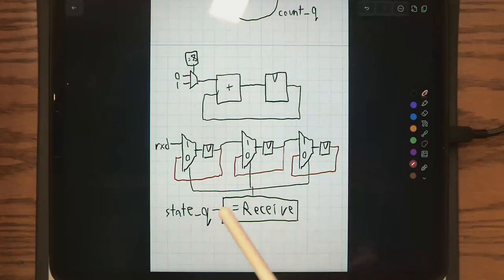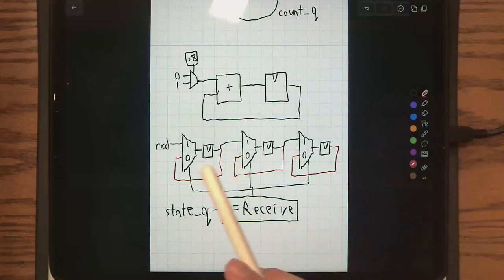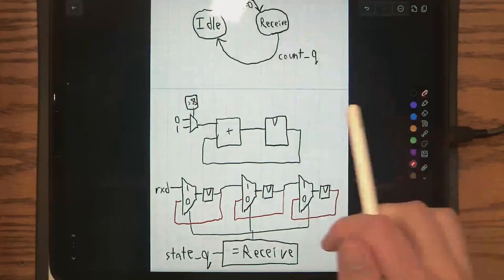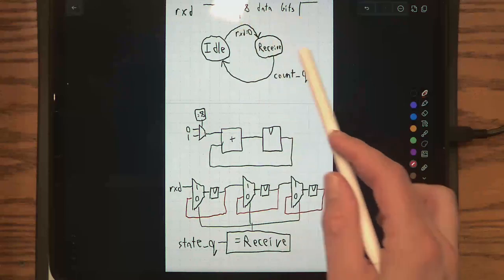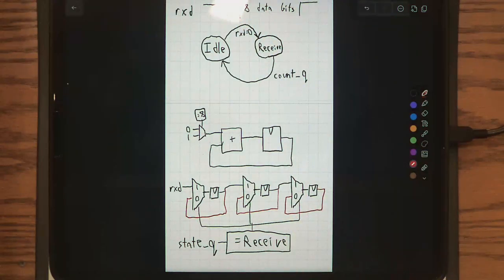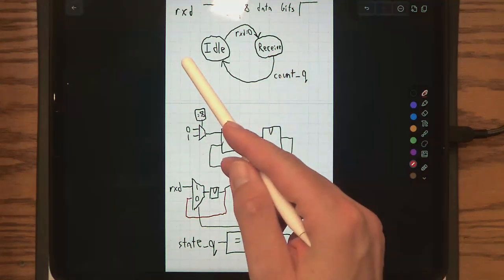So whenever state Q equals receive, we start shifting in all of the Rx data. And by the time that count equals 8, we have fully shifted in all of our data. And once we've shifted in all of our data, that denotes that we can go back to idle.